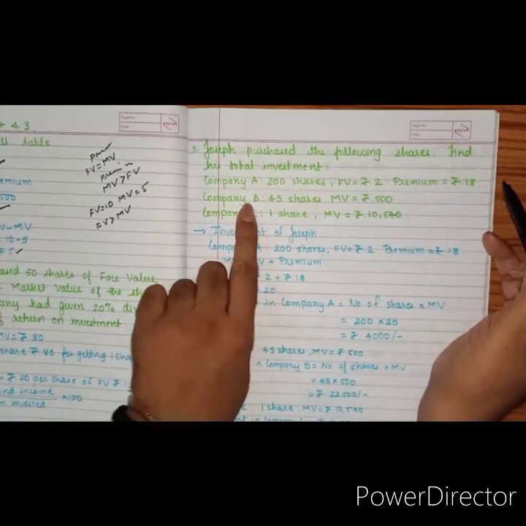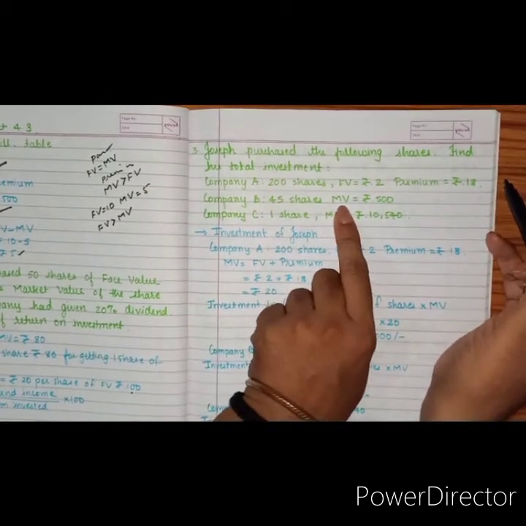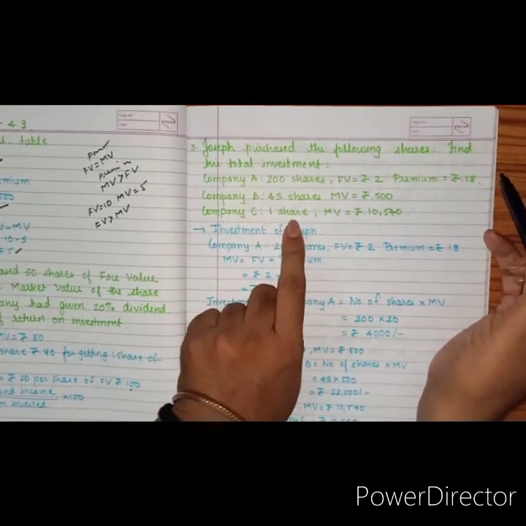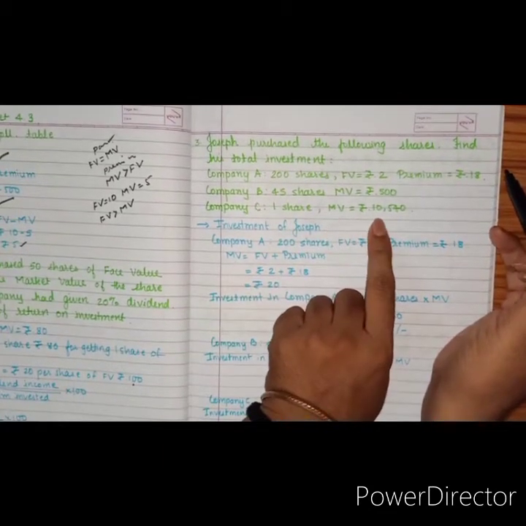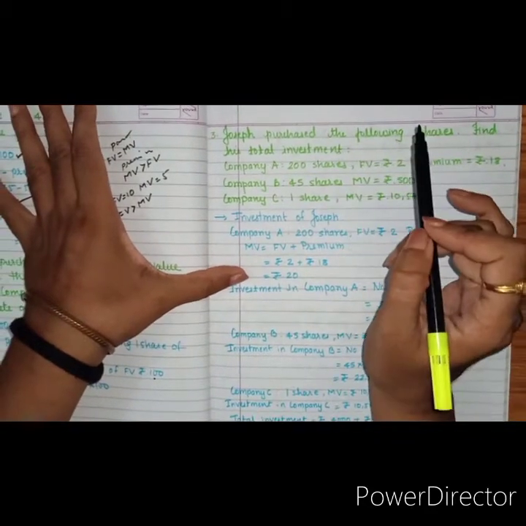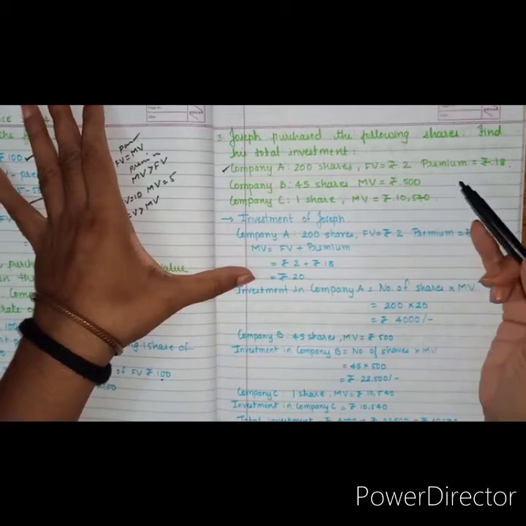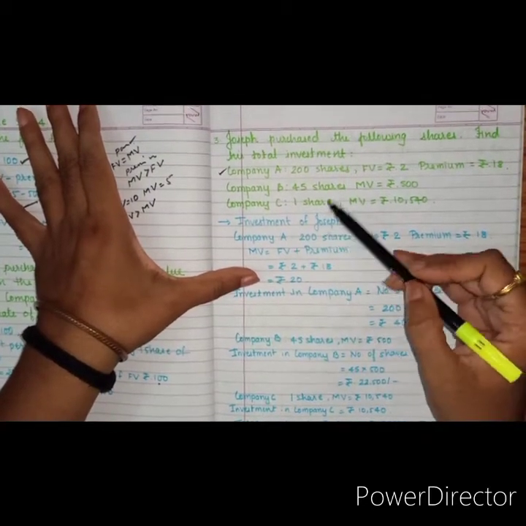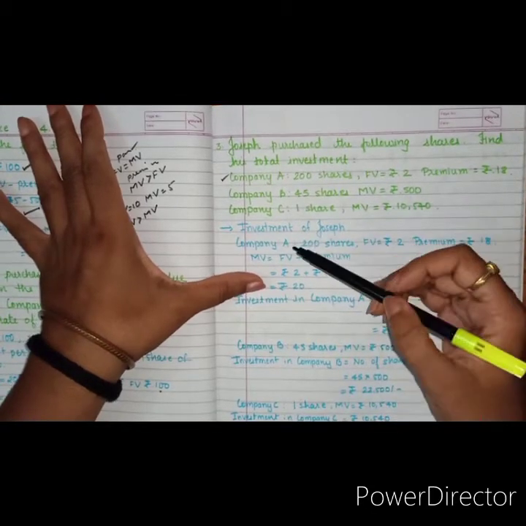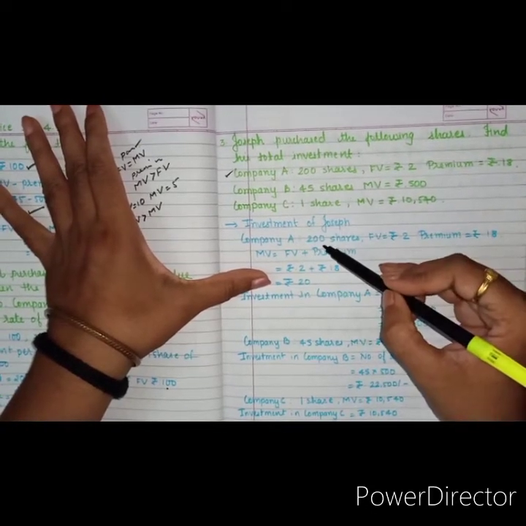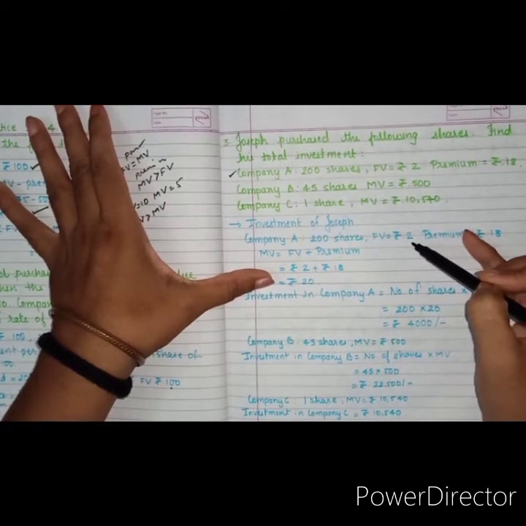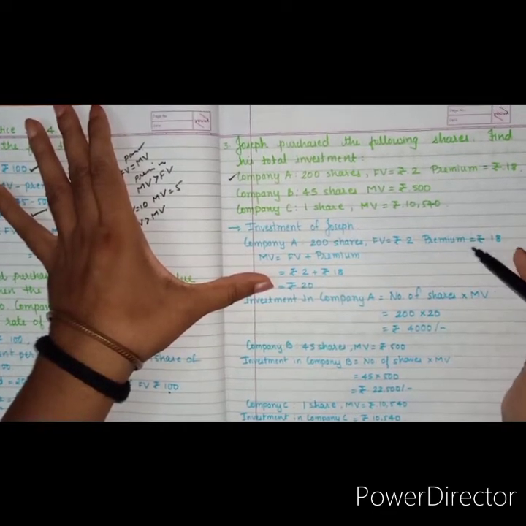Now from company B, 45 shares, whose market value is 500, and company C, he has taken 1 share, whose market value is rupees 10,540. Okay, understand. We'll go one by one. First we'll consider company A. Investment, he has done some investment because he is purchasing, so that is his investment. In company A, he has purchased 200 shares, whose face value is rupees 2 and premium is 18.